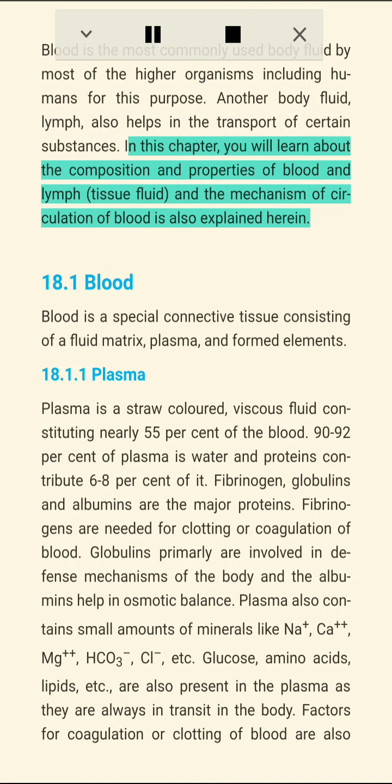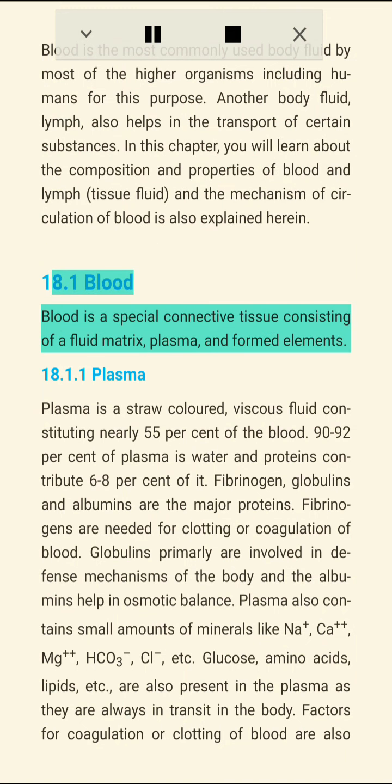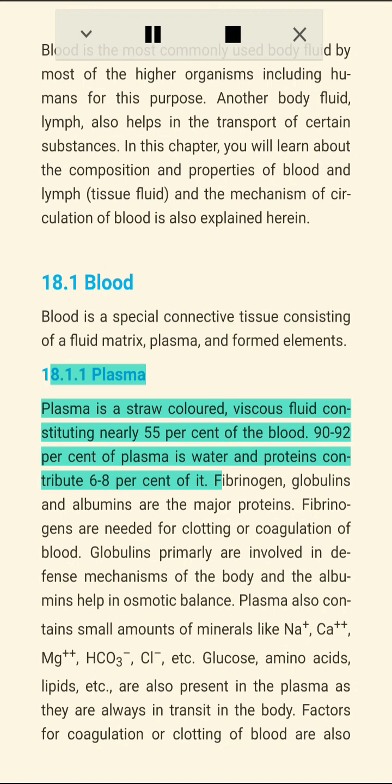In this chapter, you will learn about the composition and properties of blood and lymph (tissue fluid), and the mechanism of circulation of blood is also explained herein. 18.1 Blood is a special connective tissue consisting of a fluid matrix, plasma, and formed elements.